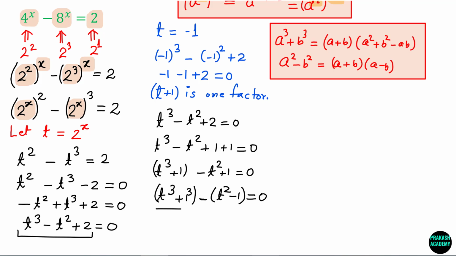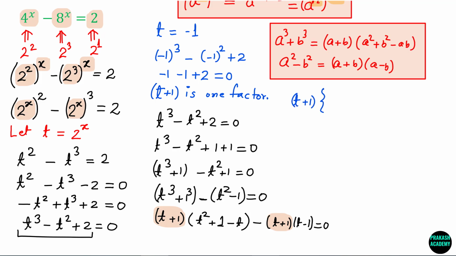Now I can write this term, a cube plus b cube, as t plus 1 times t square plus ab, that is t, plus b square, that is 1, minus ab, that is t into 1, that is t. And then you will have a square minus b square, so this will become t plus 1 into t minus 1, and this is equal to 0. Now here I have t plus 1 and here also I have t plus 1, so let us take t plus 1 common.